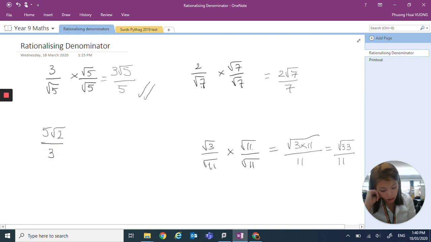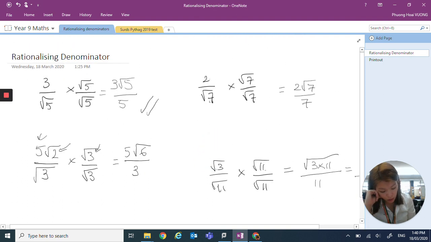Sometimes you'll see a number and a square root on top. If that is the case, you just multiply by the square root of 3 over square root of 3, and you keep the outside numbers by themselves, and you multiply the inside numbers together. 2 times 3 is 6, and square root of 3 times square root of 3 is just 3.